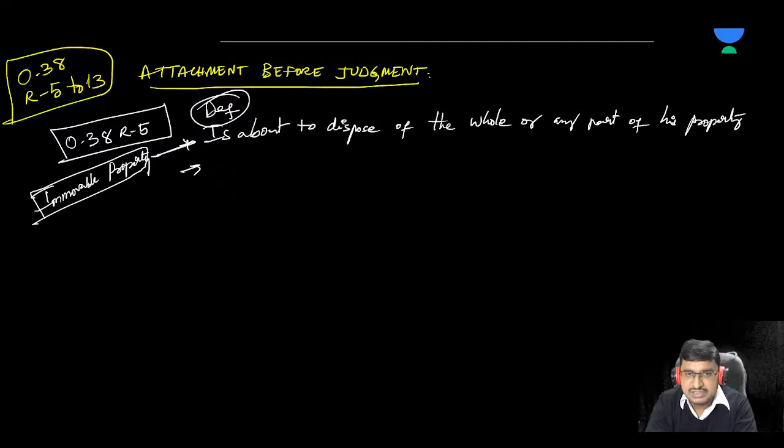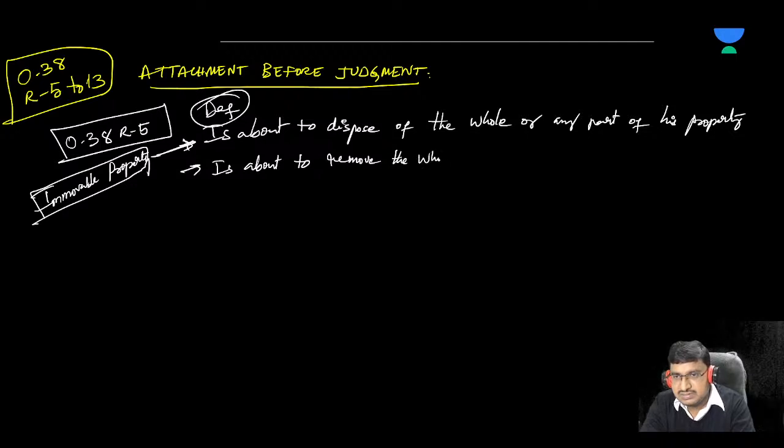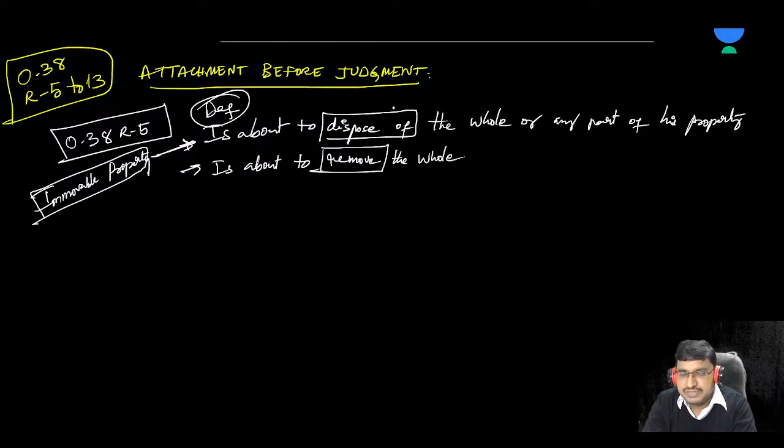This one is related to immobile property. The second one is the defendant is about to remove the whole or any part of the property. See the difference. Dispose of, remove. Dispose of is related to immobile property. Remove is related to mobile property.